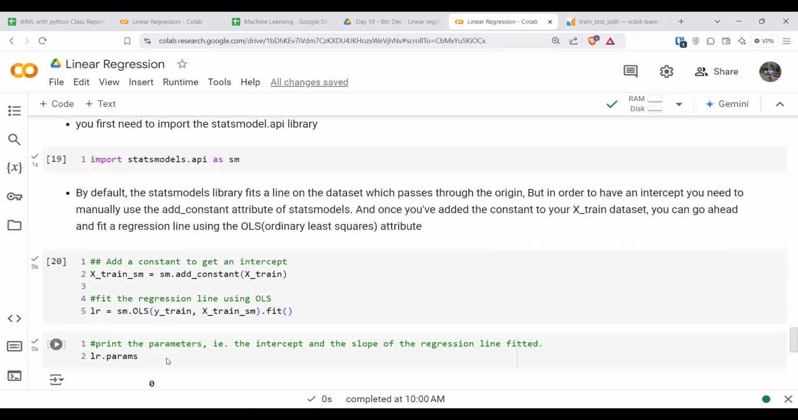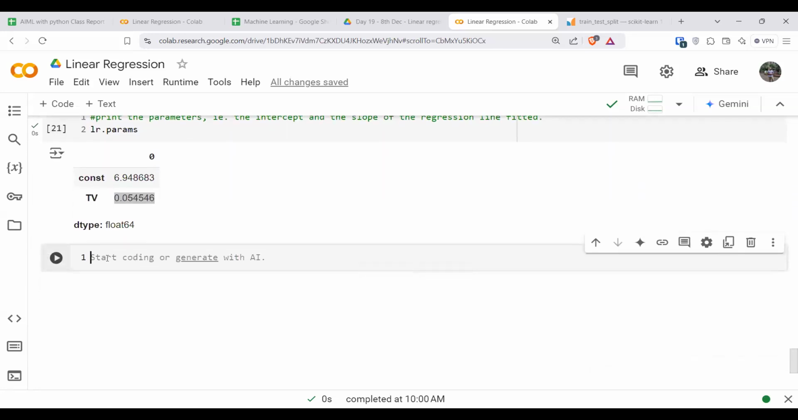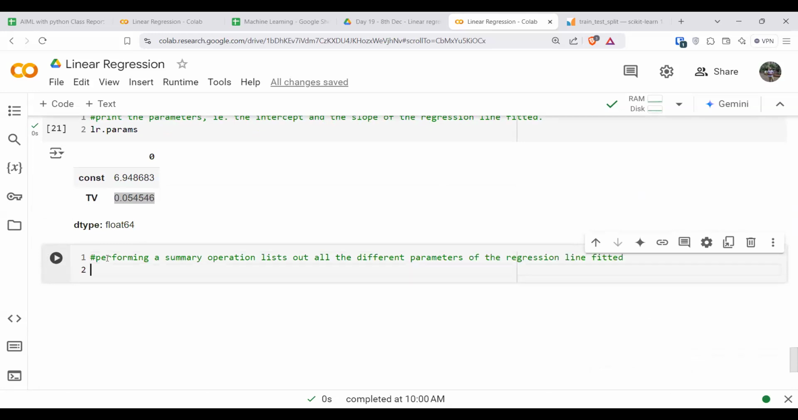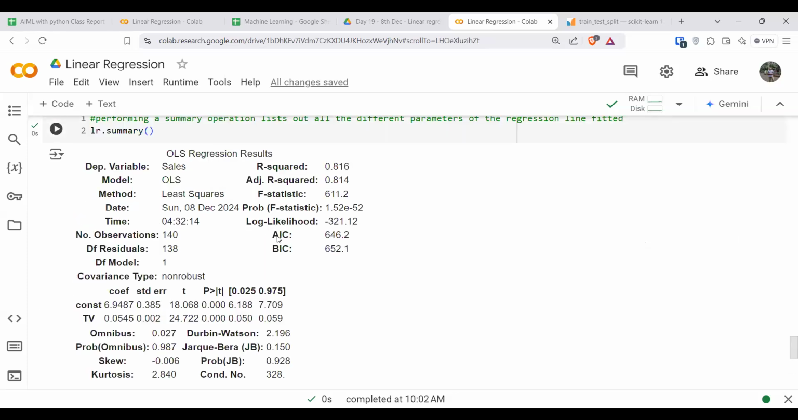Now it's time to perform a summary, and you'll understand why I told you that this library is often preferred by all the statisticians out there. Performing a summary operation lists out all the different parameters of the regression line fitted. You'll add lr dot summary. It will give you all the summary out there. And in that, most of the terms are statistically significant.